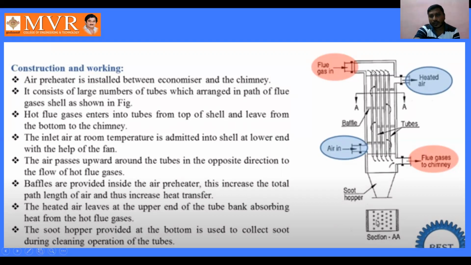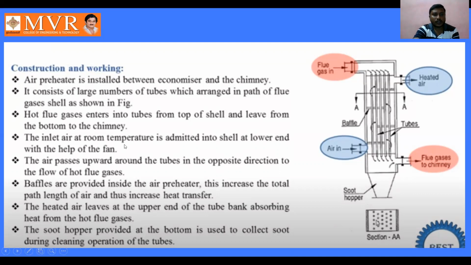This is the entry of the flue gases into the tubes. The hot flue gas enters the tubes from the top of the shell and leaves from the bottom, at the place of the chimney. From here the flue gases enter the chimney.